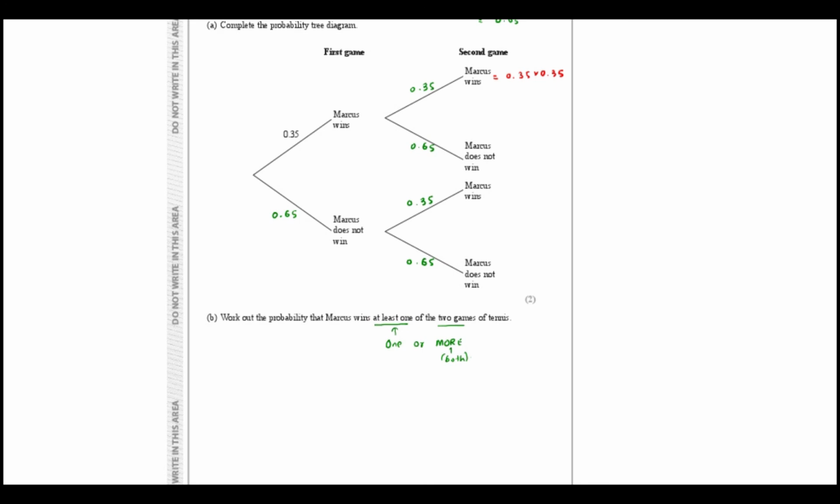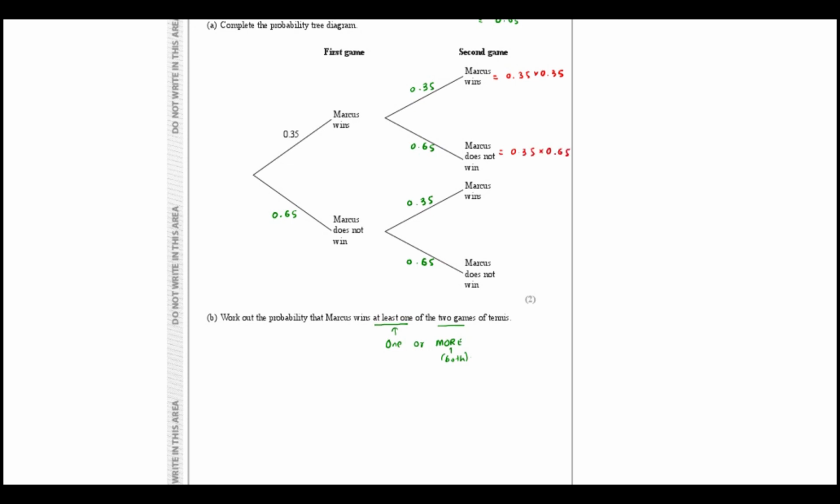The next branch that I have to consider, Marcus wins and he does not win. So in this branch also we can see he is winning one game and he is losing the second game. So winning at least one, even winning one is enough. So then I have to take this probability as well. So in this case it's going to be 0.35 into 0.65.